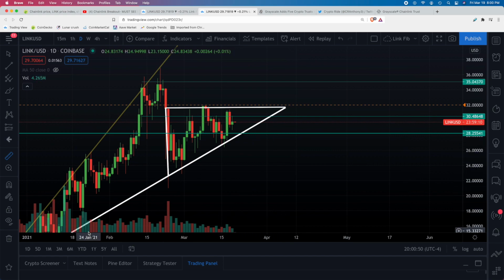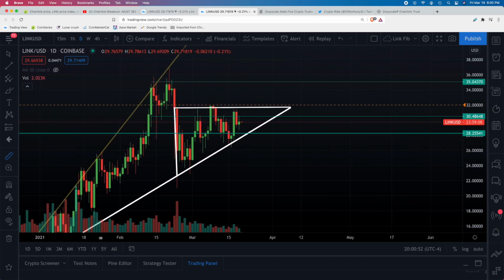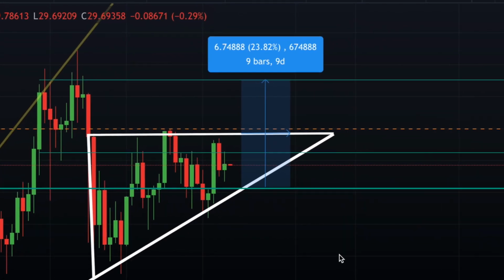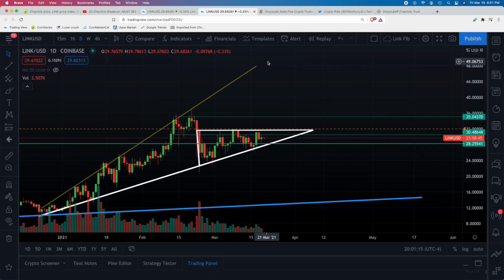This uptrend has been intact for months now, right? So it's getting to the point where it's a medium-term uptrend and not just a short-term uptrend. But if you were to take that move just to $35, that would be a 23% gain. And then if you wanted to take some profit, you could do that. If you wanted to hold long-term, I do think it's possible that we can come all the way up to $48 and retest this line at some point within the next month or two.